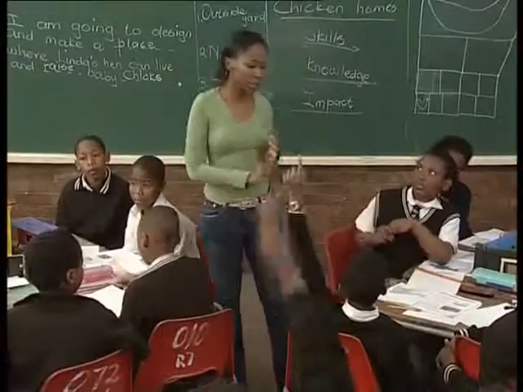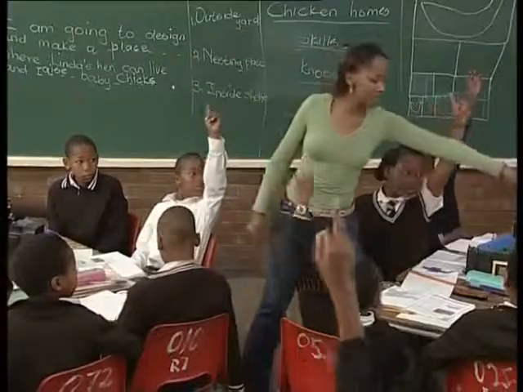They need 2 bowls of water for them to eat and drink. Wonderful. 2 bowls of water for them to eat and drink. What else? Yes, Sibusiso. They need space to exercise. Wonderful. They also need space to exercise. What else do they need? Yes, Charlene.